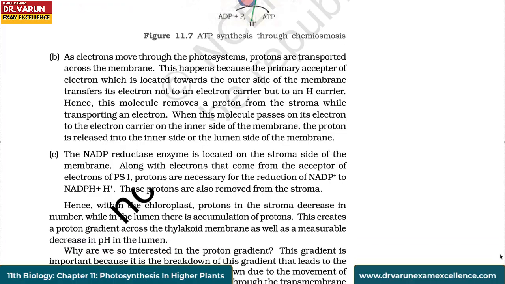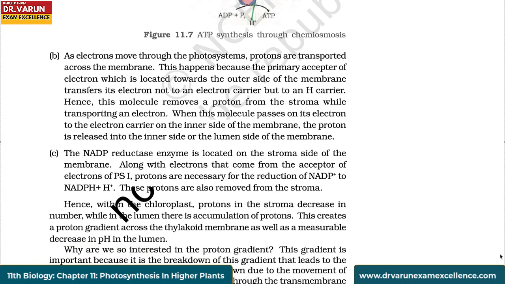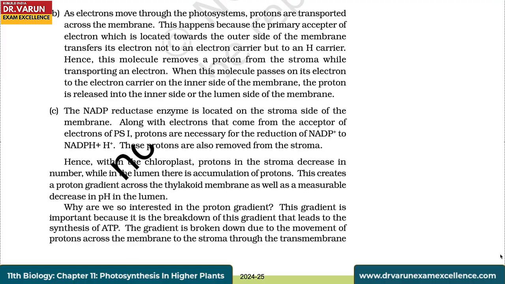As electrons move through the photosystems, protons are transported across the membrane. This happens because the primary acceptor of electrons, which is located towards the outer side of the membrane, transfers its electron not to an electron carrier but to a proton carrier. Hence, this molecule removes a proton from the stroma while transporting an electron. When this molecule passes on its electron to the electron carrier on the inner side of the membrane, the proton is released into the lumen side of the membrane.